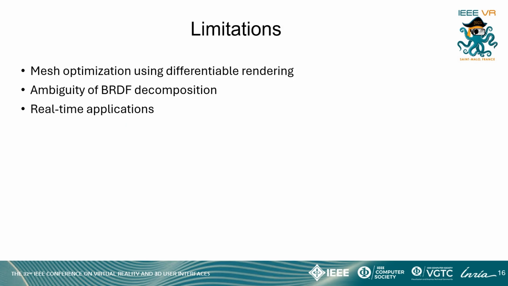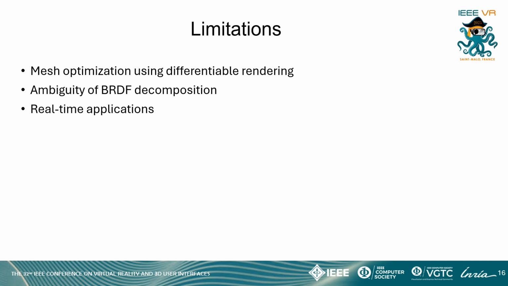Finally, we'll discuss the current limitations of DPCS. The first challenge is that DPCS relies on calibrated geometry. Performing mesh optimization on real data often involves challenges, such as handling discontinuous gradients, as well as mesh regularization, topology changes, and subdivision. The second challenge is ambiguous BRDF decomposition.